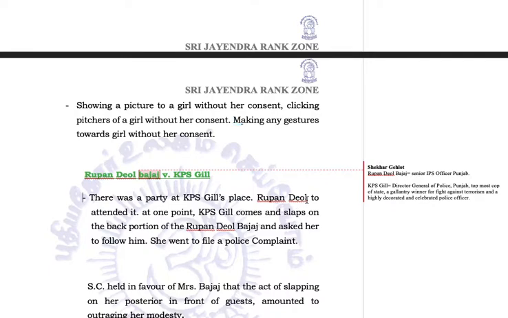So they went there. But at one point in the night, what happened during the party? Rupan Deol Bajaj was standing, taking her food or discussing something with somebody. KPS Gill comes and tells her to come and follow him to the upper floor. Now Rupan Deol Bajaj sensed something wrong in KPS Gill's intention and she refused. Then after some time KPS Gill again came back. He gently slapped twice on the back portion of Rupan Deol Bajaj in front of all people and asked her to follow him. She was violated. She felt very outraged and she went to file a police complaint.